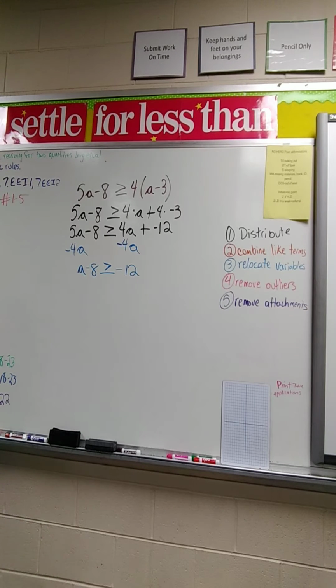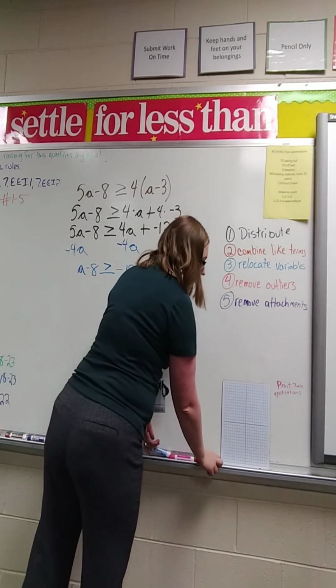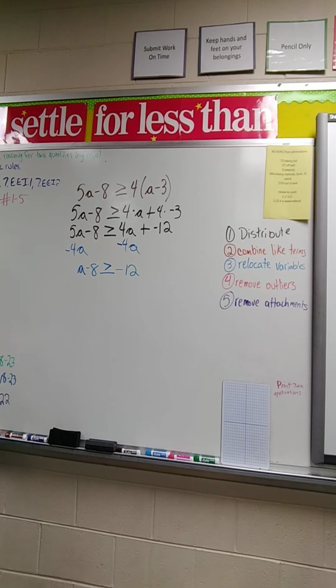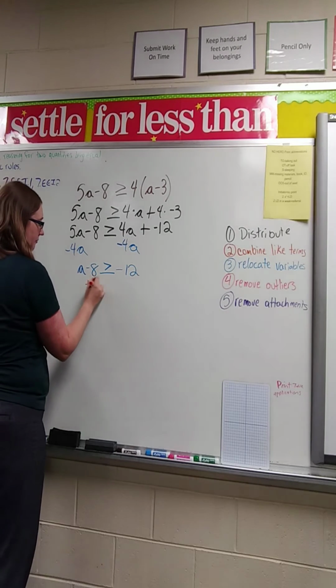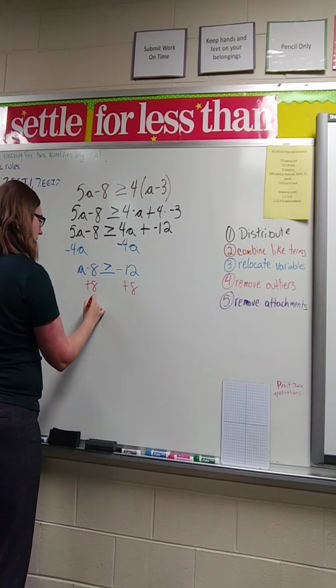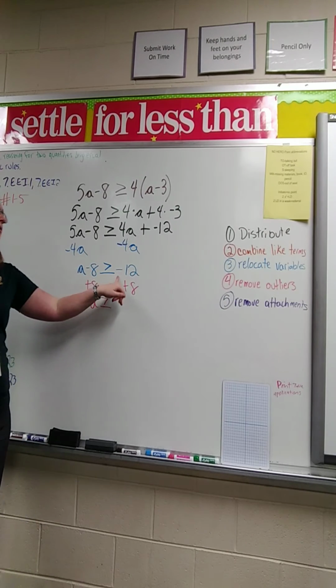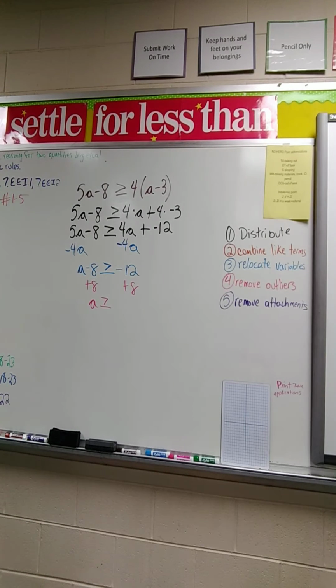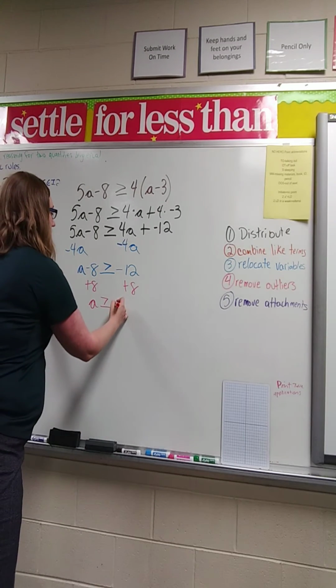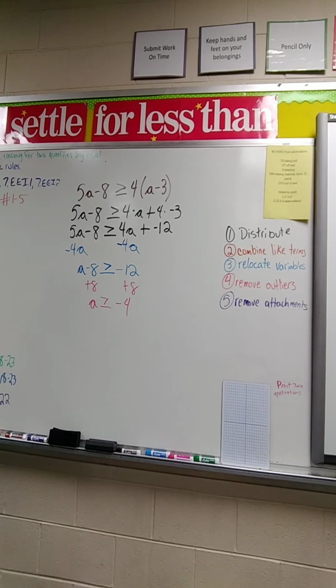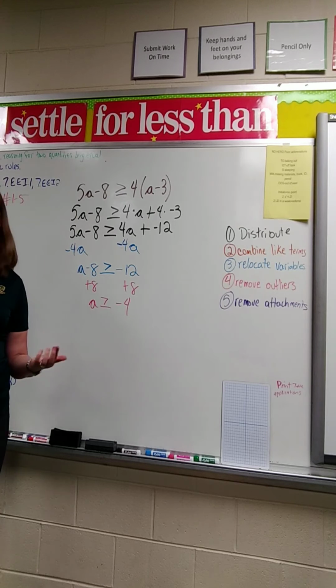Now what do I need to do? Add 8 to both sides, which is what step? Step 4. Removing my outliers. Negative 12 plus 8 is? Negative 4. So, can I do step 5? No, I don't have any attachments left. By relocating my variables, my attachments disappeared.